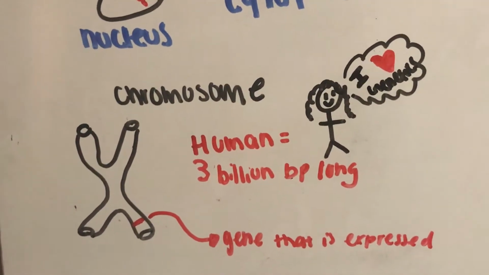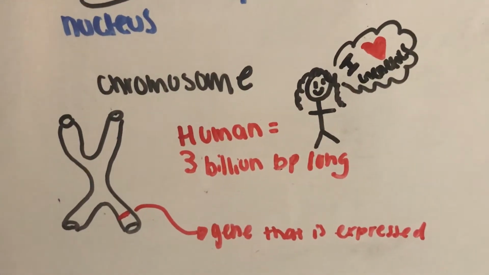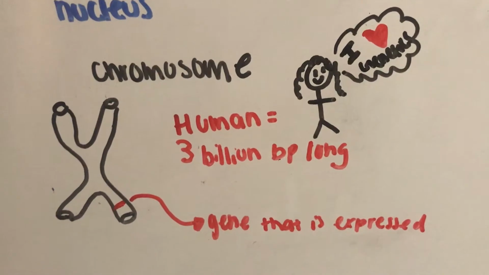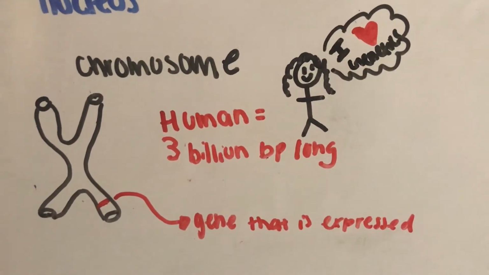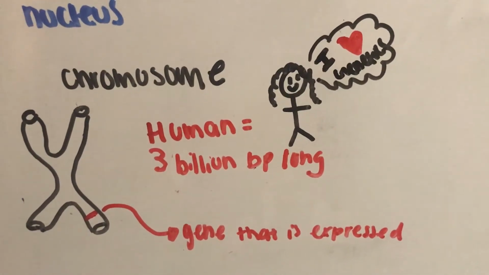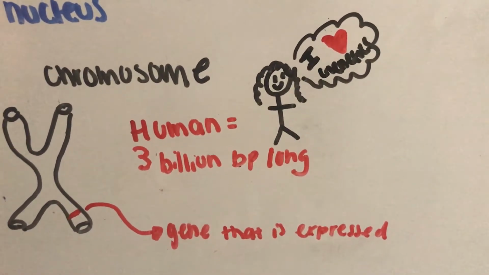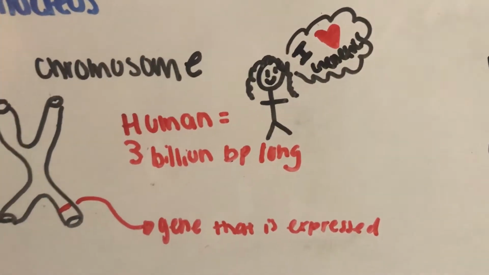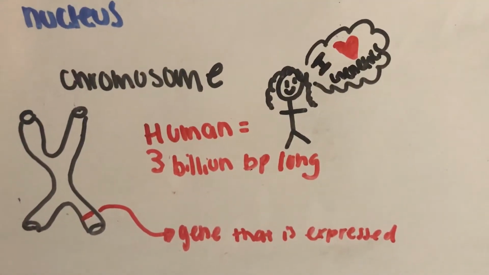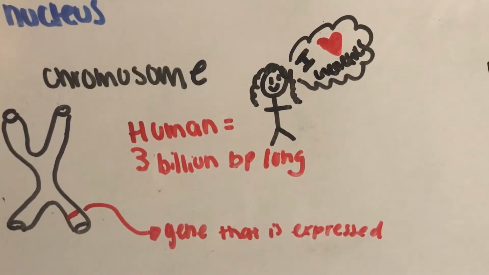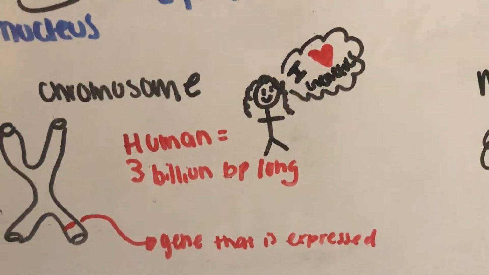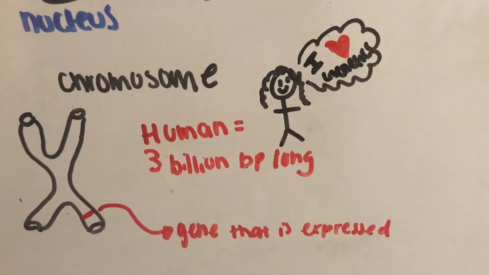So a chromosome is a long molecule that has millions of base pairs in humans. To be exact, there's 3 billion base pairs. However, certain parts of the chromosomes are important for our bodies, known as genes. Genes code for different things, and a gene that is being expressed will produce a specific protein.